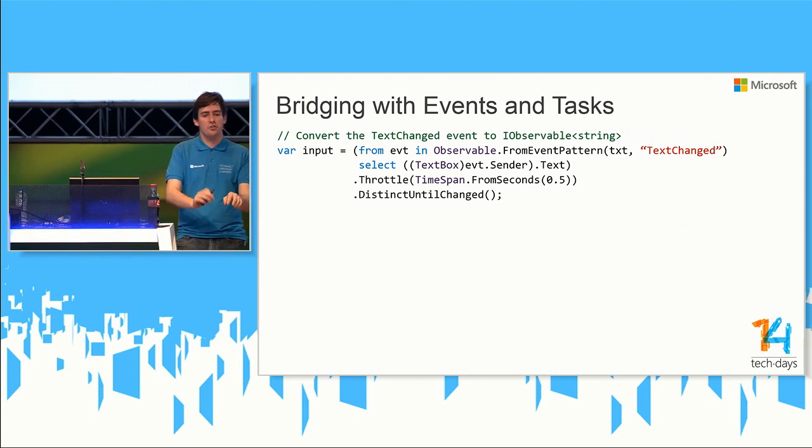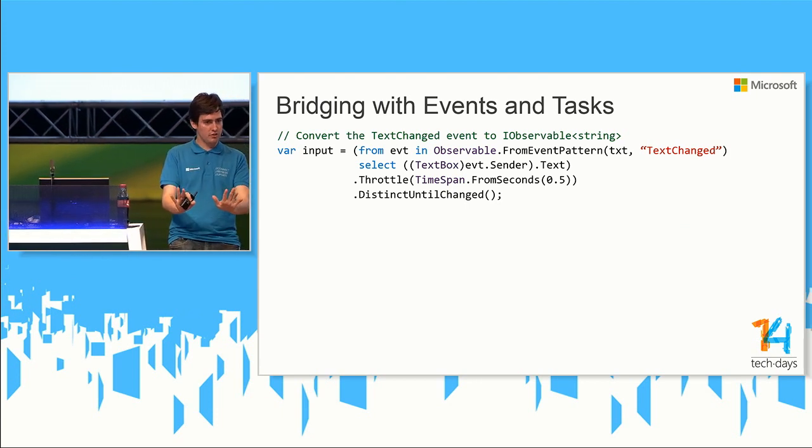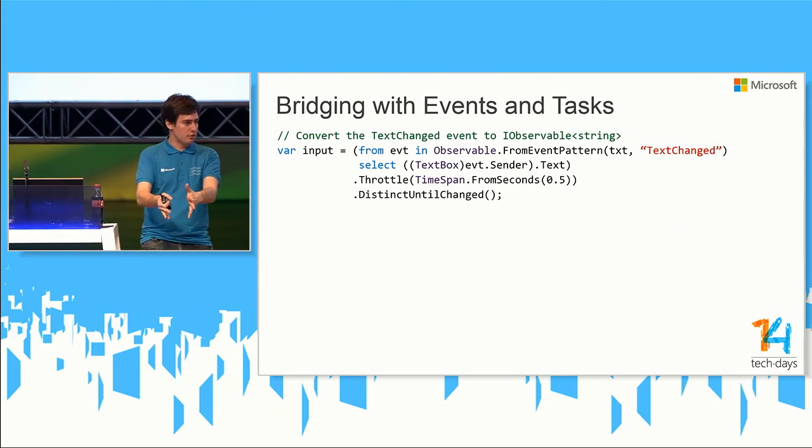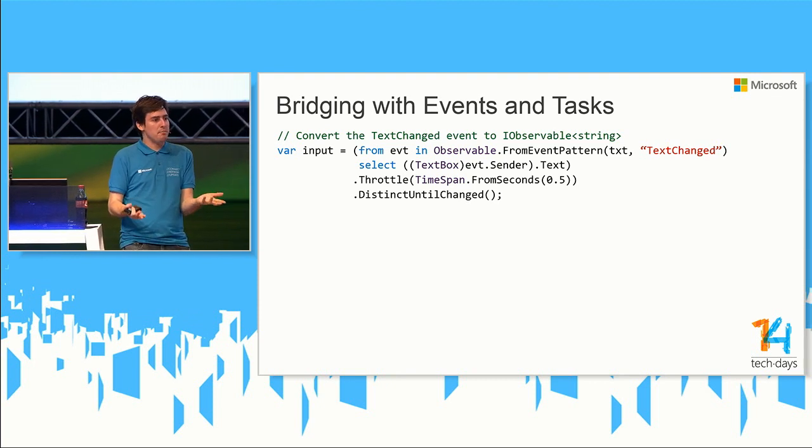You sort of want to wait till the user has calmed down for half a second, not touching the keyboard, and then the event can go through. That's a throttle operator. Do that manually?